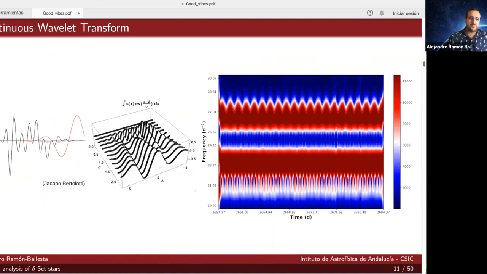Once we have this diagram, we can plot it into a 2D plot, converting the scales into frequencies somehow, that we'll see in a wee moment, and of course the displacement is the time, and if we represent the power of the coefficients using a color bar and arbitrary units, we get this nice plot, which will be the basis of our analysis. We'll see a lot of them today.